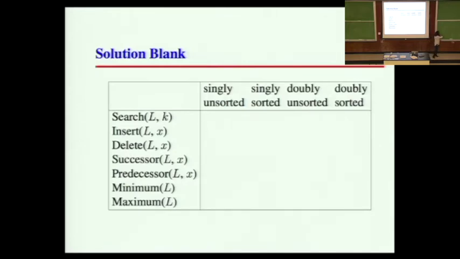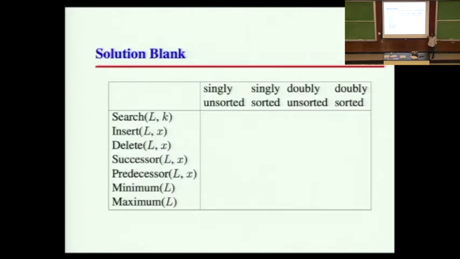What if it's sorted? O of n. Why doesn't the sorted thing help us? Yes, because it's sorted, it actually hurts us because we can't put the element wherever we want. We have to find out exactly where to put it. So we have to traverse the list.